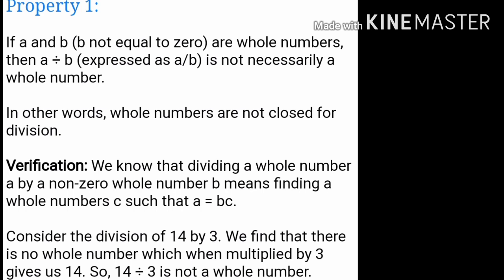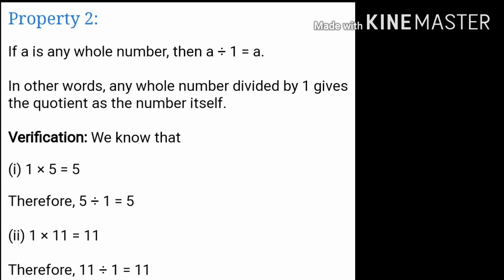What do you mean by it? Consider a division of 14 by 3. Of course, there is no whole number which when multiplied with 3 gives us 14. So 14 divided by 3 is not a whole number, as we are getting a remainder. Okay. Now the second property is, if A is any whole number, then A divided by 1 is always equal to A. For example, if we divide 5 by 1, we will be getting 5. If we divide 11 by 1, we will be getting 11. Why? Because 5 into 1 is 5 and 11 into 1 is 11.